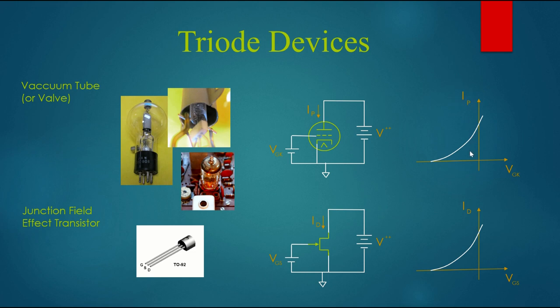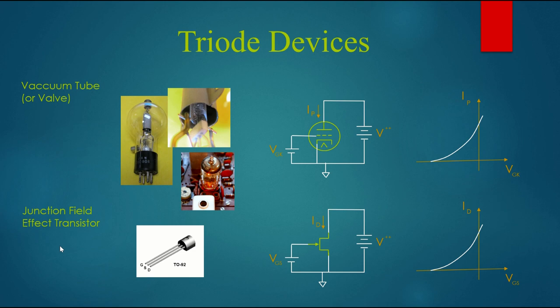This is the current on this axis and this is the voltage here. If you make this voltage negative enough on the grid, the control terminal, then the current will completely shut off. But more importantly, as you vary it, you vary the current. So if you've got this much voltage on it, you've got that much current. If you increase the voltage towards zero, then you've got more current. If you go to zero, you've got even more current.